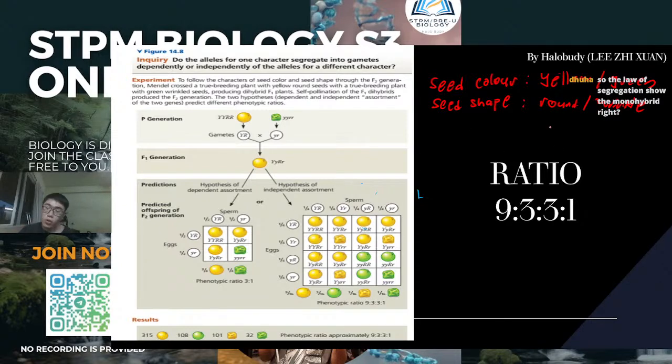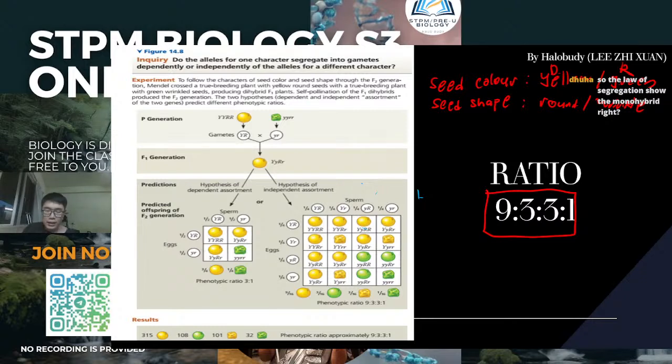Okay, so you see that yellow and round is dominant, green and wrinkled is recessive. We already know this. Then they did the experiment to prove the law of independent assortment. The ratio all of you are very familiar with, 9:3:3:1. So how do we get this ratio?